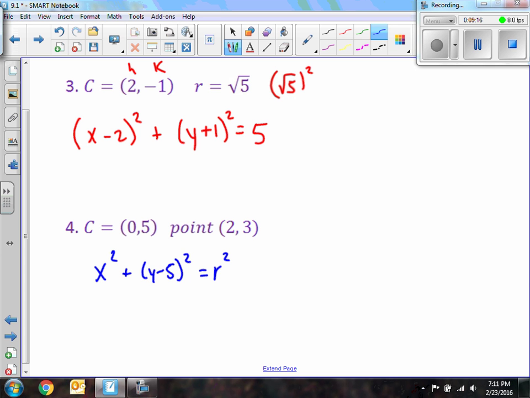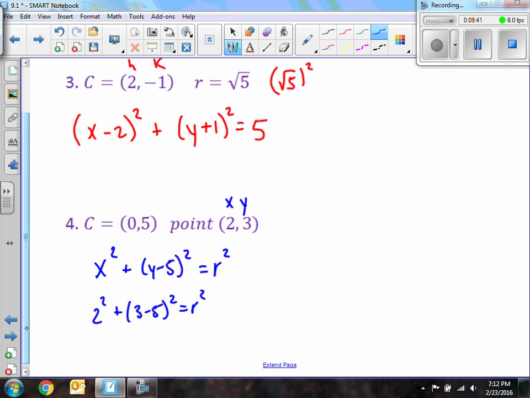We don't know r. But what we do know is another point that is on this circle. So we have an (x, y) that would satisfy this equation. So what we can do is put in our (x, y) point and then solve for r. If I plug in 2 for x and 3 for y, I come down to 4 plus 3 minus 5 is negative 2. Negative 2 squared is once again 4. So I come down to r squared being 8.